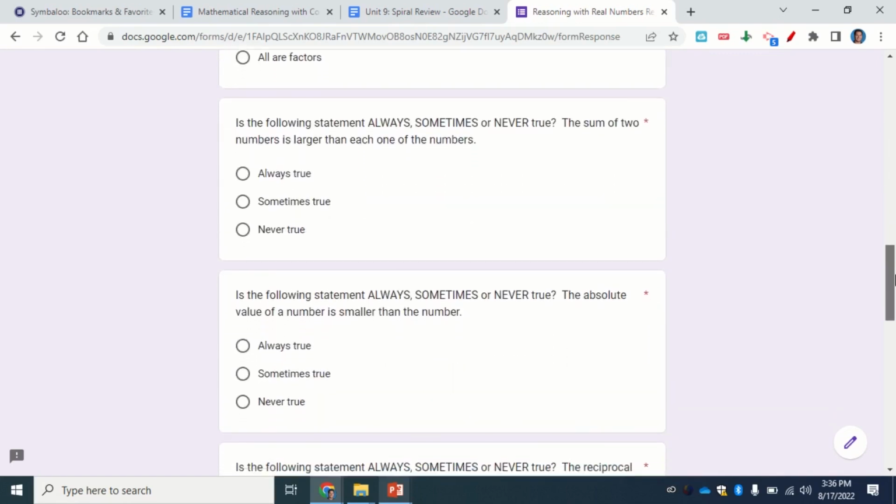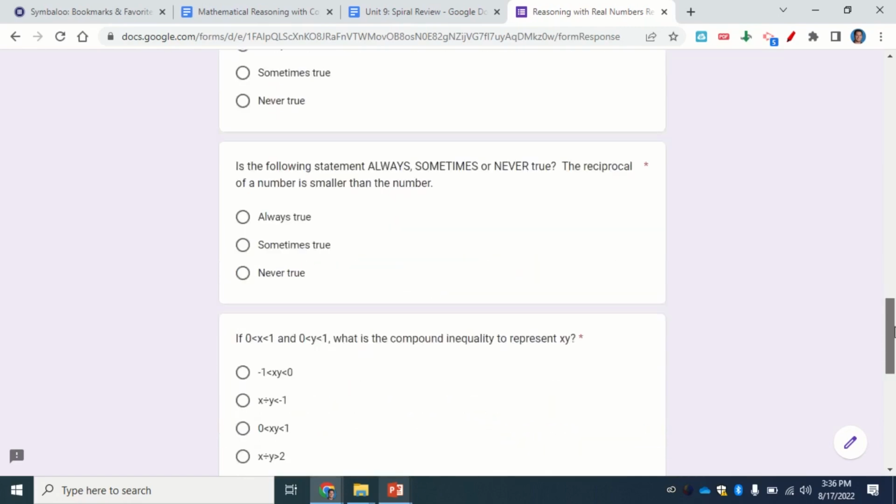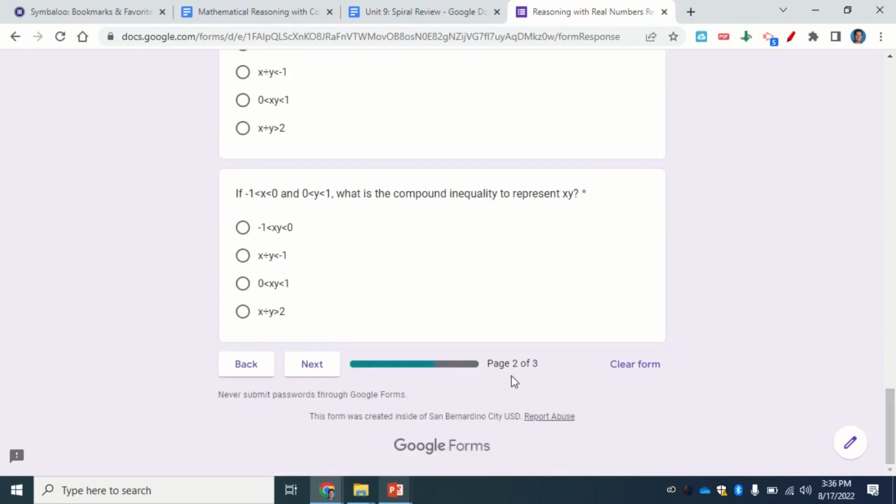Then we'll scroll down. This one says, is the following statement always, sometimes, or never true? The sum of two numbers is larger than each one of the numbers. Well, if we add two negative numbers, we know that we're going to end up with a number that's smaller, so that is not true all the time. But we also know that if we add two positive numbers, the result is going to be larger than the two numbers. So it is sometimes true. So we'll continue to answer each of these questions until we get to the end.